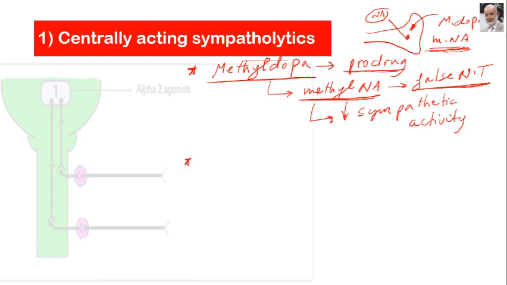The second example we'll take is clonidine, very famous clonidine, guanfacine, and guanabenz.